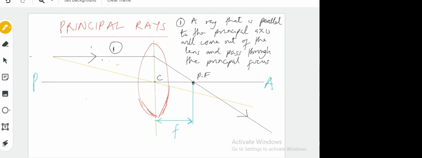Number 2, not parallel to the principal axis, but how did it go? It's passing through the geometrical center. And what happened? It just went straight, it didn't bend. Okay, so let me write it down.